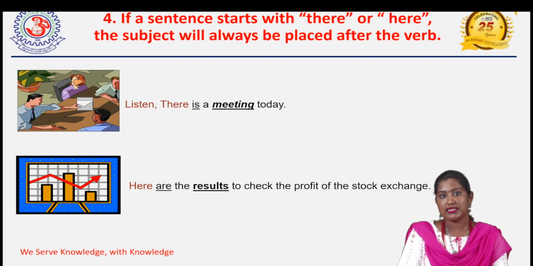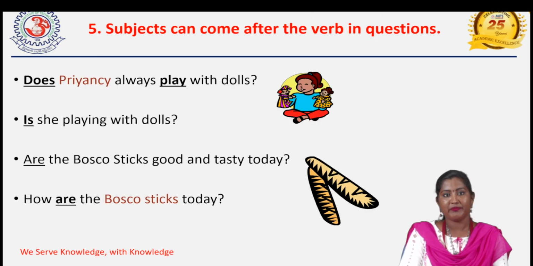And let's look at another example. Here are the results to check the profit of the stock exchange. So look at the results are. Usually we would say the results are to be published. When we normally speak, we make the agreement between subject and verb. But when we use there or here, the verb has to be in the beginning and the subject has to be placed after the verb. So this is rule number 4. Next, we'll move to rule number 5.